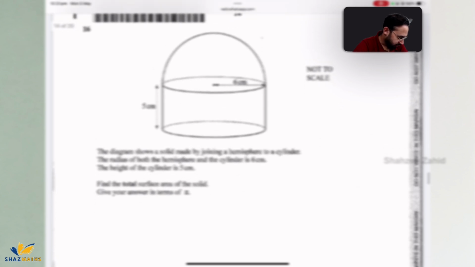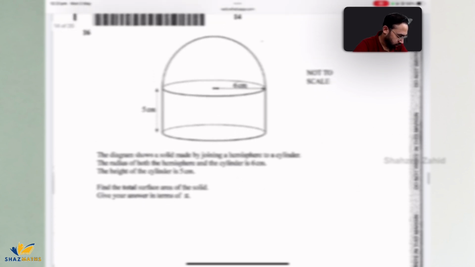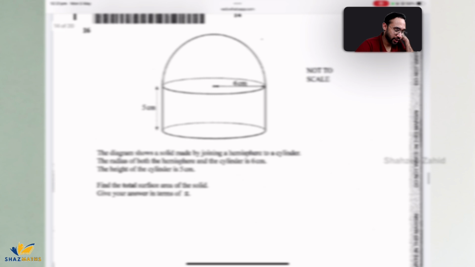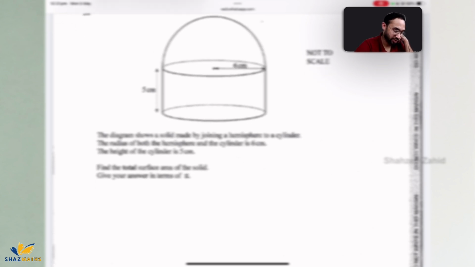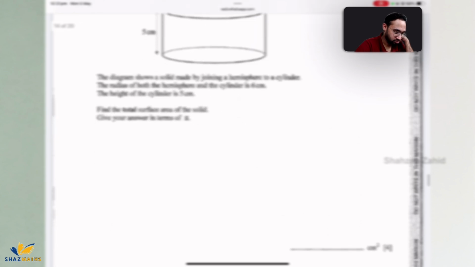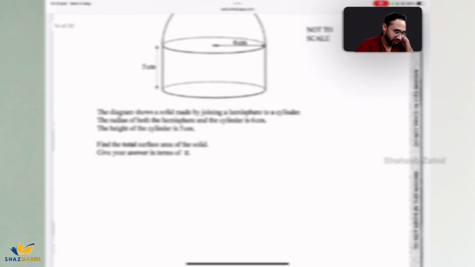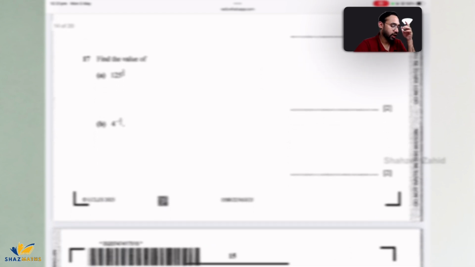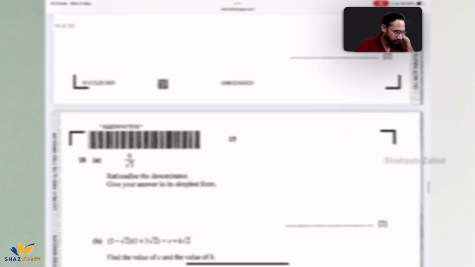Anyway, question 16. Okay, you've got a composite shape made by joining a hemisphere with a cylinder. Radius is given, height is given, total surface area of the solid, that's what you have to find out. Okay, straightforward, nothing else. You just add the curved surface area of the hemisphere, the base of the cylinder and the curved surface area of the cylinder, and you pretty much get it. Question 17, it's more like indices. Just apply basic laws and you can solve it.